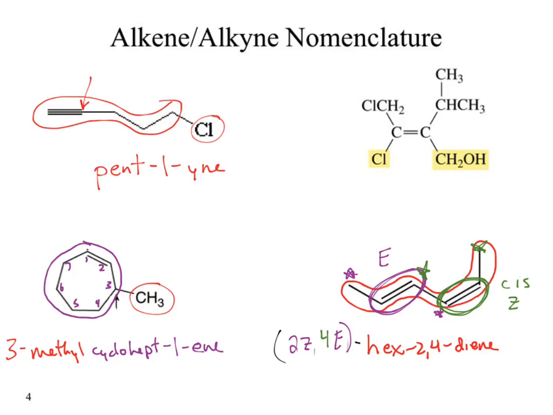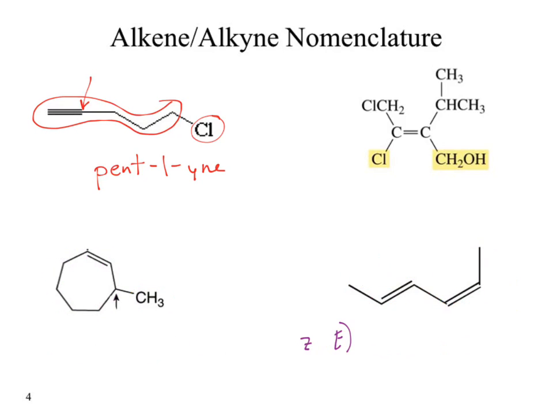Because it is a higher priority functional group, we can oftentimes see the 1 disappear, though it should always be included. And then we have the chloro located where? 5-chloropent-1-yne. Kind of, sort of?